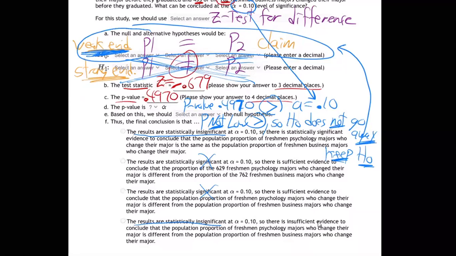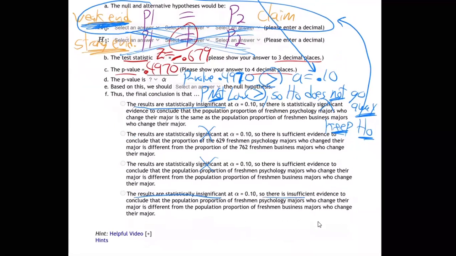So which one of these is right? Let's go on. So there is statistically significant evidence to conclude that the population proportion of freshmen who change their major is the same. Well, we do think it's the same, but there's not significant evidence. No, that's the whole point. It's not that. So there is insufficient evidence to conclude that those who change their major are different. Yeah, there's insufficient evidence to conclude different. There it is. Do you see the difference in what they're saying?